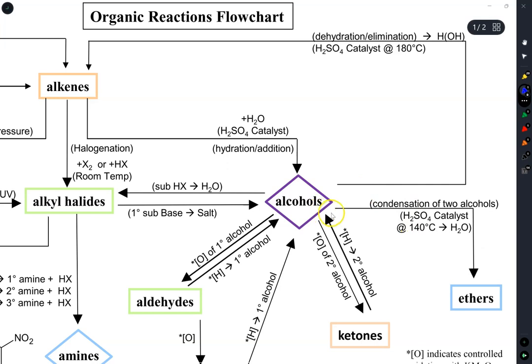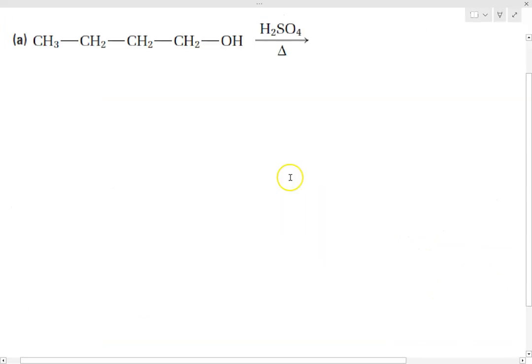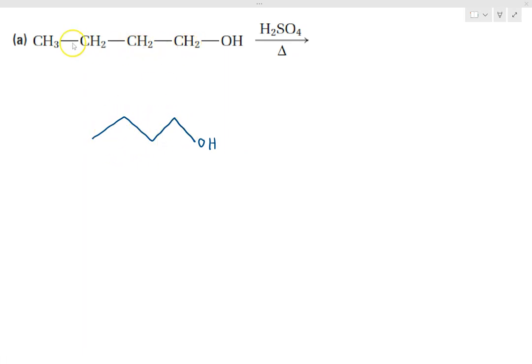So let's write them both out. Let's start off with this one. At 140 degrees Celsius, we will create a condensation reaction between 2 alcohols to create an ether. And over here we have a 1, 2, 3, 4, so butanol. I'm going to convert this condensed diagram into a line diagram. So 1, 2, 3, 4 for the 4 carbons inside.